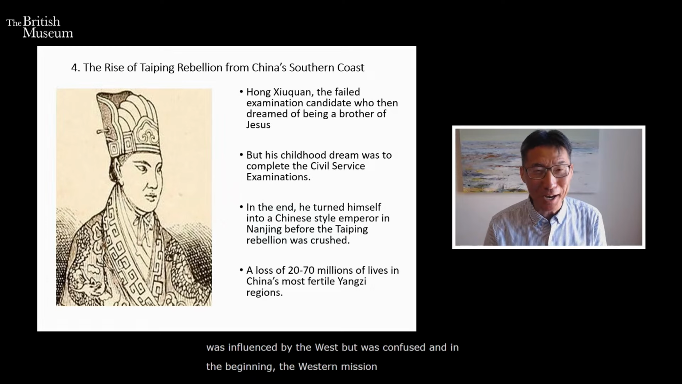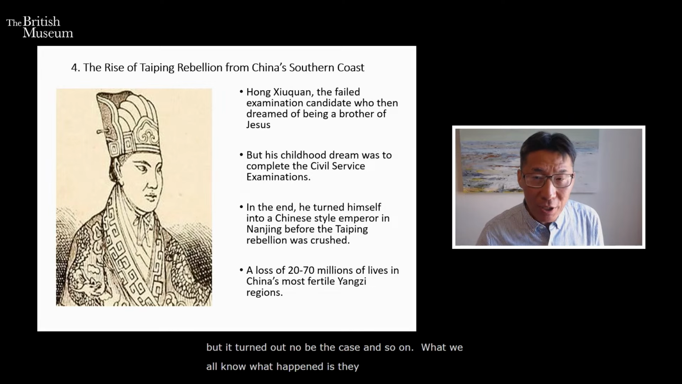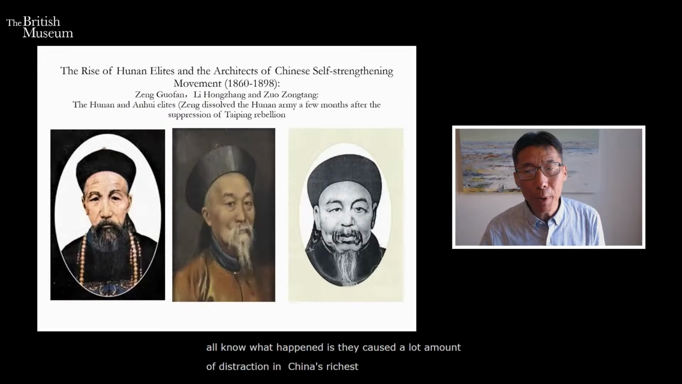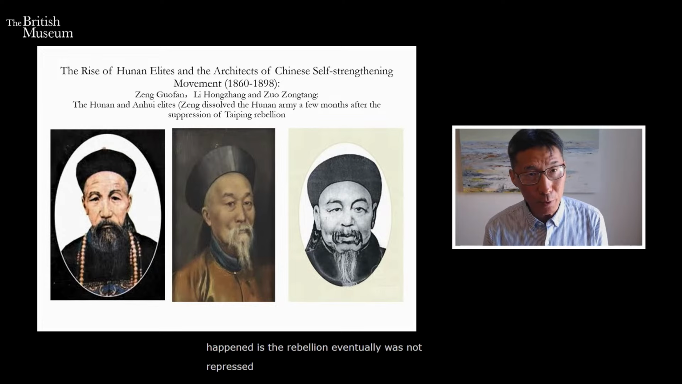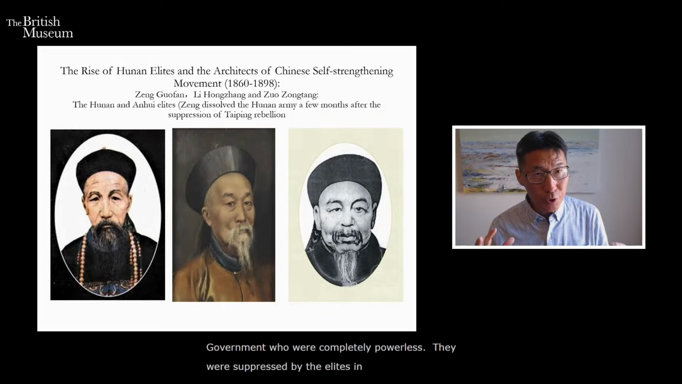What we all know is that it caused a massive amount of destruction in China's richest area. But the most important aspect, which had a very large impact on the political side, is that the Taiping Rebellion was eventually not suppressed by the Qing government, who were actually completely powerless. It was suppressed by elites in Hunan province, which is one of the most conservative, most closed provinces in China.